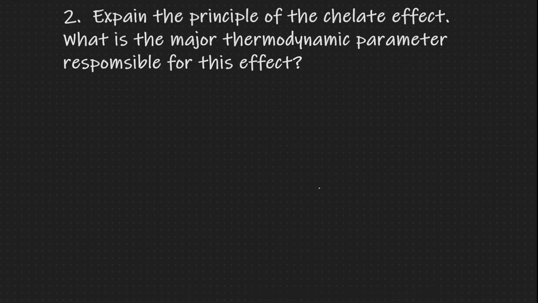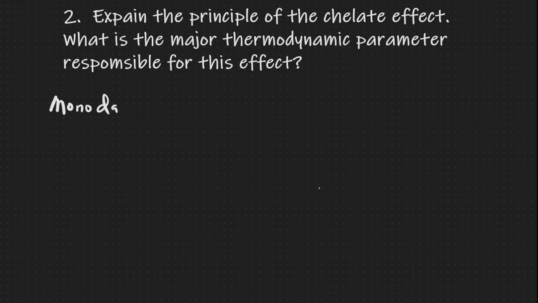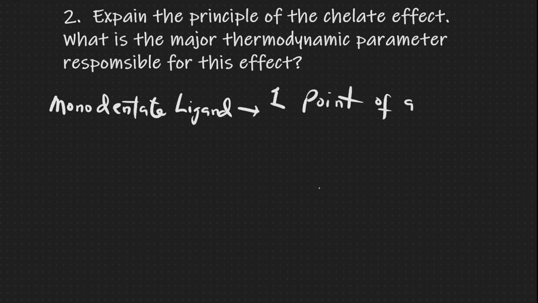To explain this chelate effect, we have to know the types of ligands. As we know, we have monodentate ligands, and these monodentate ligands always have 1 point of attachment to the central metal, while we have the polydentate ligands, and these polydentate ligands have 2 or more points of attachment to the central metal, or we can say they have several points of attachment to the central metal.